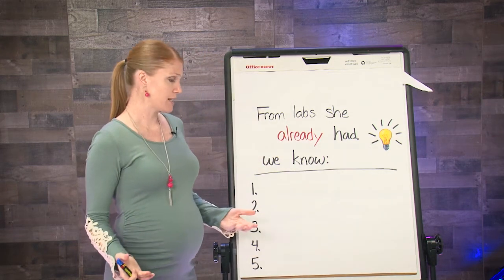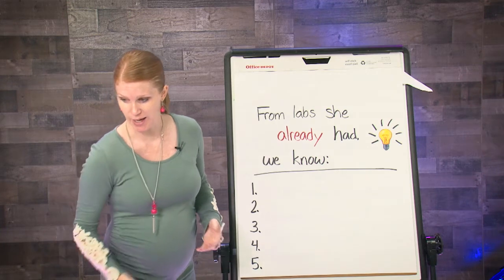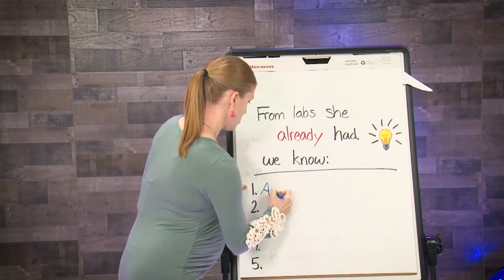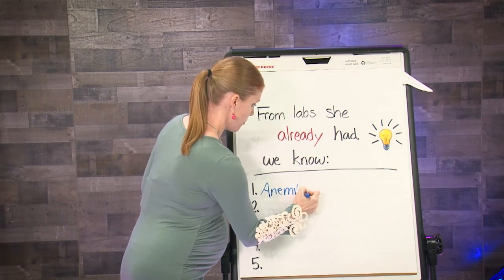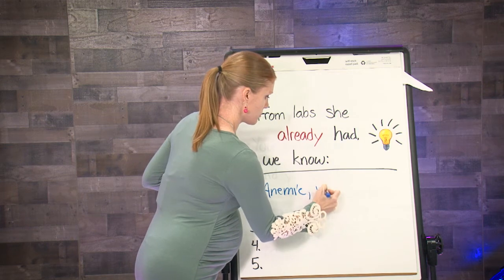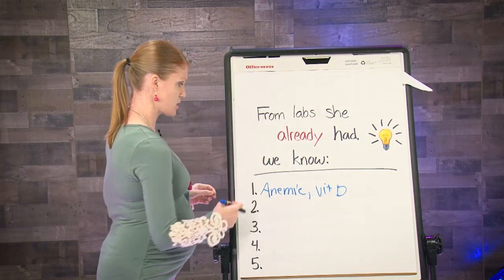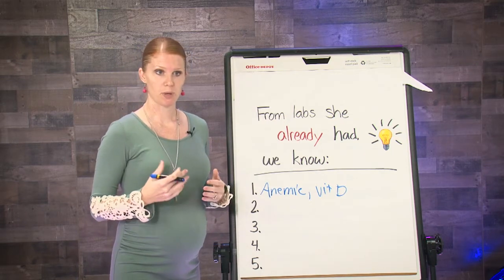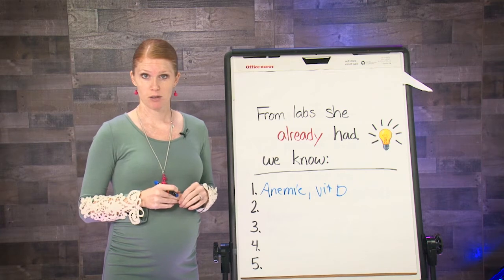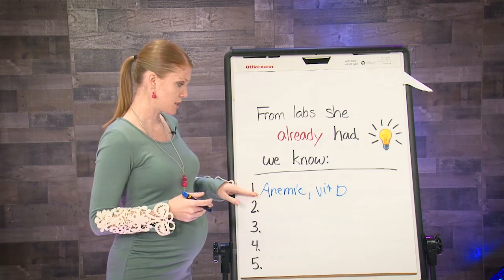Okay, let's put all of that together. From the labs she already had, I will tell you the biggest thing here is I knew she was anemic, and I pulled that from her CBC. I also know she was very depleted in vitamin D. So that's the first place you have to get started. If your patient has anemia, particularly iron anemia, forget it. No matter what you do, they're not going to heal. So fix the anemia first.